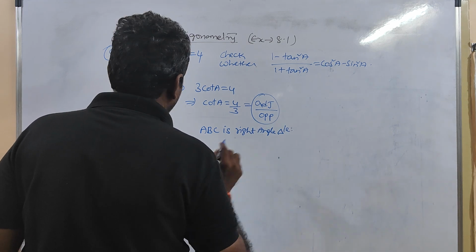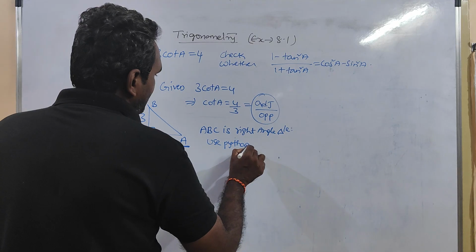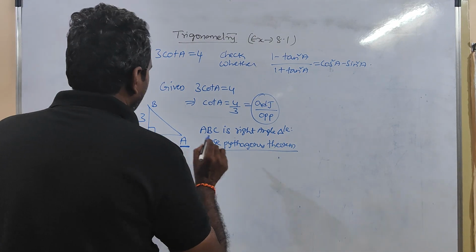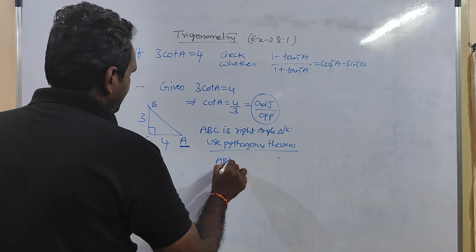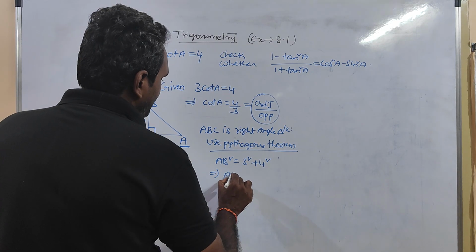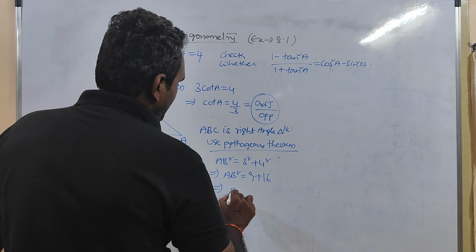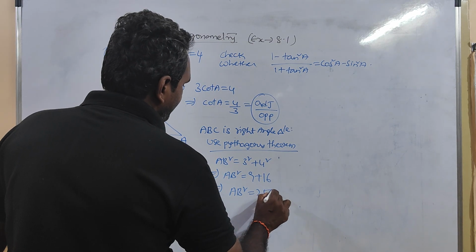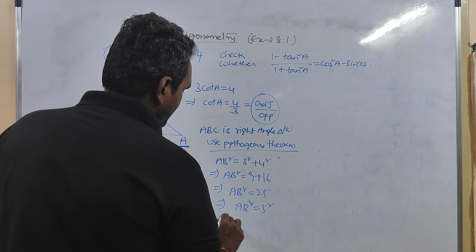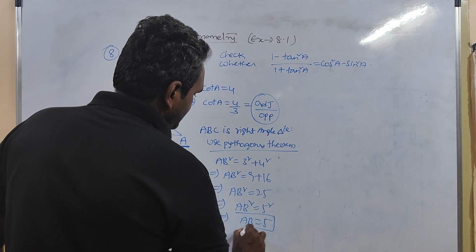Correct? Right angle triangle. So use the Pythagoras theorem. What will you get? AB square is equal to 3 square plus 4 square. This implies AB square is equal to 9 plus 16. This implies AB square is equal to 25. This implies AB square is equal to 5 square. This implies AB is equal to 5.